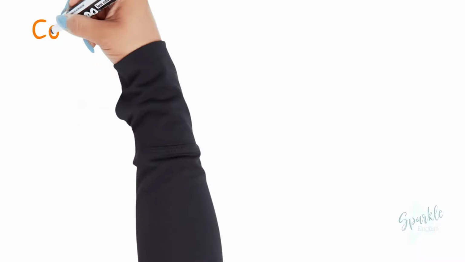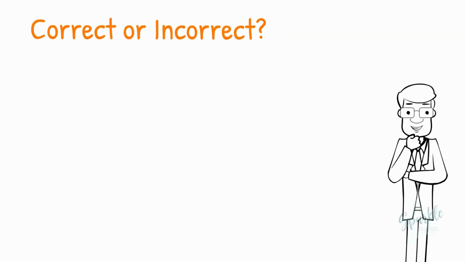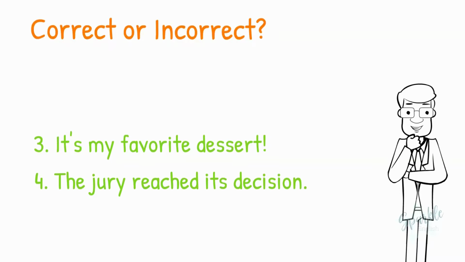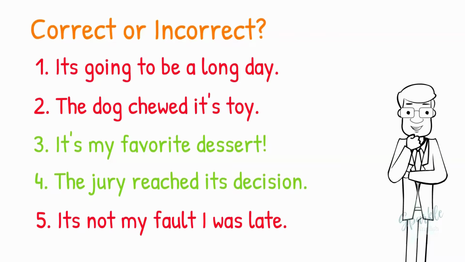Now let's check your answers. Numbers 3 and 4 are correct. Numbers 1, 2, and 5 are incorrect. In sentences 1 and 5, we need to write it's, I-T-apostrophe-S, because we want to use the contraction it is, and say it is going to be a long day for number 1, and for number 5, we want to say it is not my fault I was late.